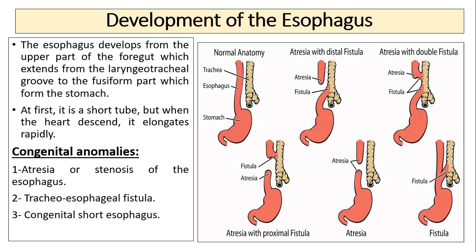Now coming to the congenital anomalies. What are the anomalies related to the development of the esophagus? One is the atresia or the stenosis of the esophagus. Normally, this is the esophagus. Sometimes there will be atresia, meaning closure, so it is not developing. Sometimes this will totally close and it is called atresia, or it is also called the stenosis of the esophagus. Atresia or the stenosis of the esophagus.